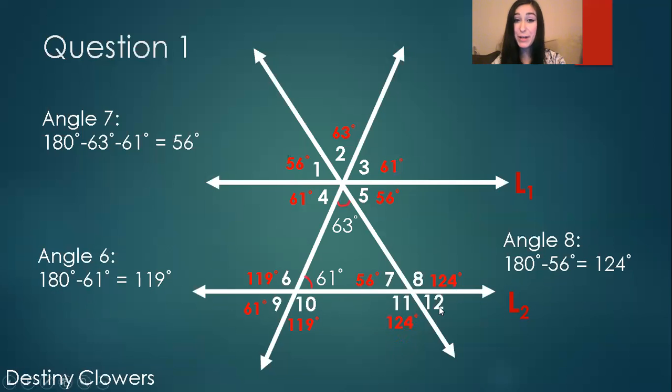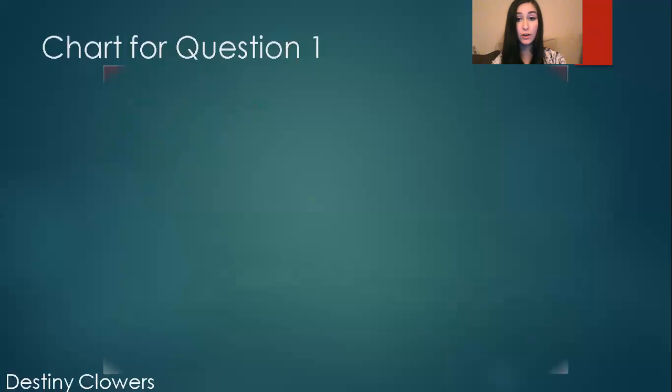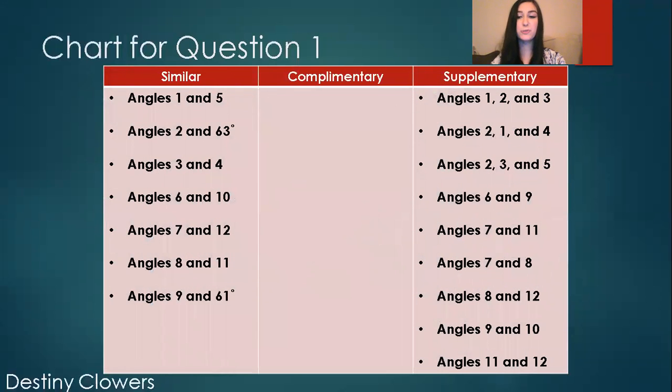And I bet y'all know what angle 12 equals. Its vertical angle or opposite angle is 56 degrees. So that means that angle 12 is also 56 degrees. So now the values for every single angle are now shown. And this graph or chart will give you guys a rundown of all the similar angles and the supplementary angles.